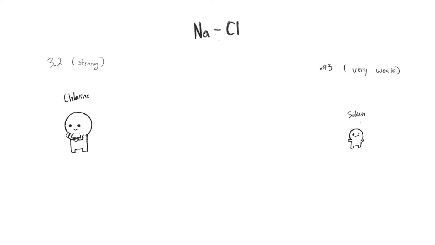This means that chlorine basically has a -1 charge, which gives sodium a +1 charge, which I will represent by drawing big charges.